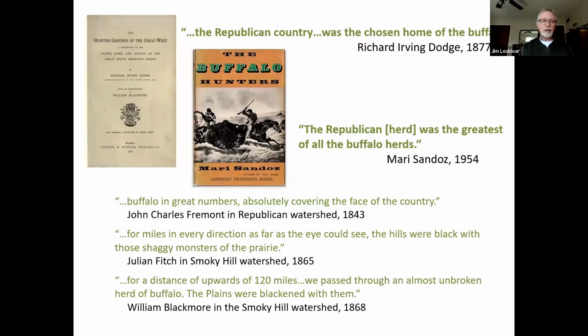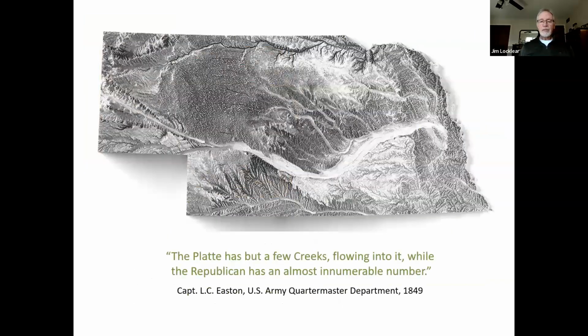And that led Richard Irving Dodge in his book, Hunting Grounds of the Great West, published in 1877, to declare the Republican country as the chosen home of the buffalo. And he defined that as the country between the watershed of the Platte and the watershed of the Arkansas River. So really the upper waters of the Kaw. The chosen home of the buffalo. Mari Sandoz in her book, The Buffalo Hunters, would say that the Republican herd was the greatest of all the buffalo herds. And you can get an idea of why that might be.